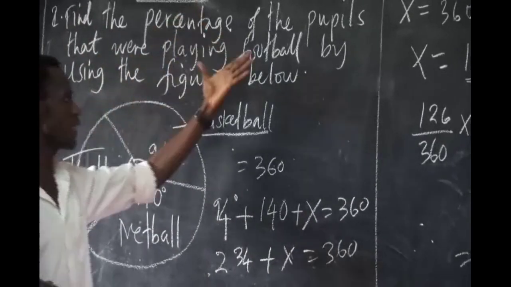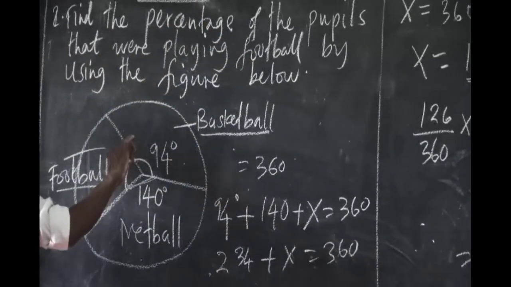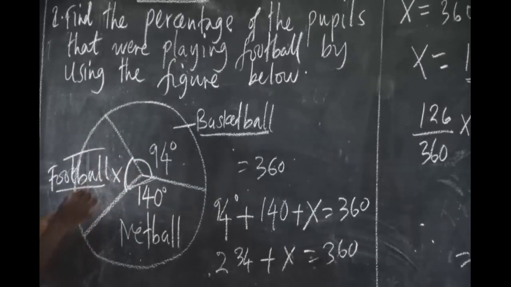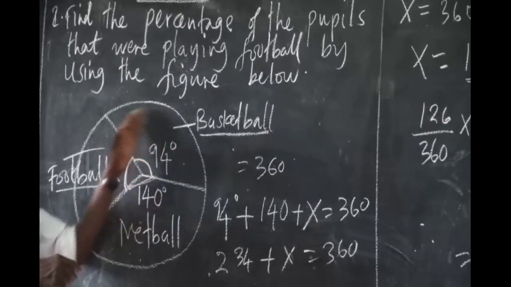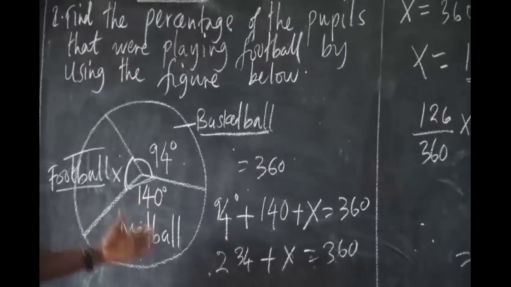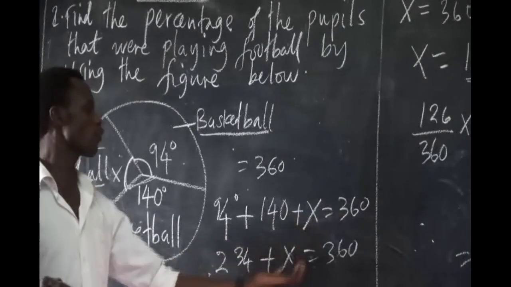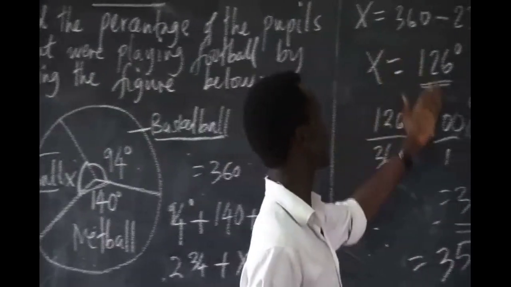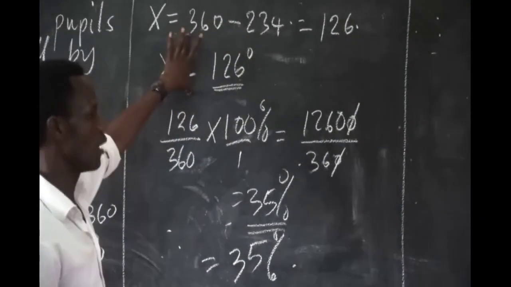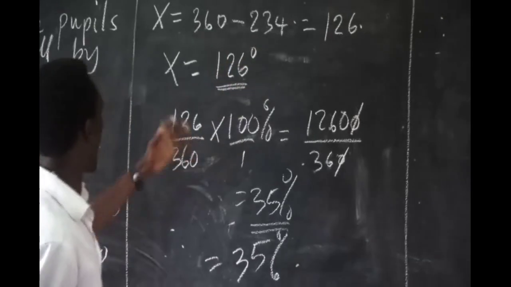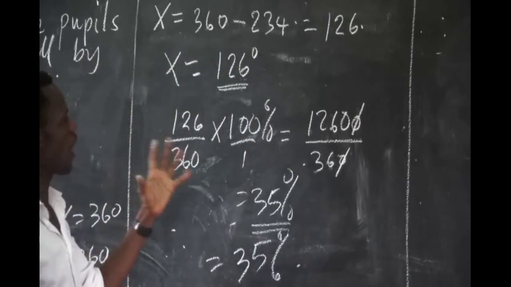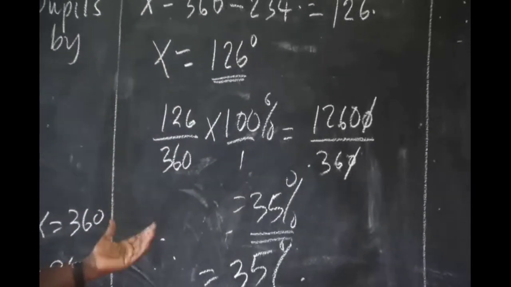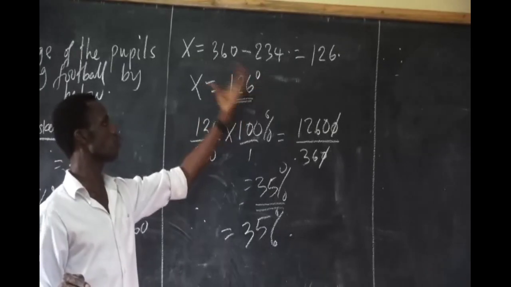Now, finding the percentage of the pupils, first of all, you have to know the portion of the football. The portion of the footballers, it is what? Now there was nothing, you have written x. Now you just know that the sum of the interior angle of the circle is equal to 360. Now we have used this formula to get the portion of the football, and then we have got the portion of the football is equal to 126. So we are not looking for the degree of the portion of the footballers. We are just looking for the percentage of the pupils that were playing football. That is all. You have to convert this degree into percentage.